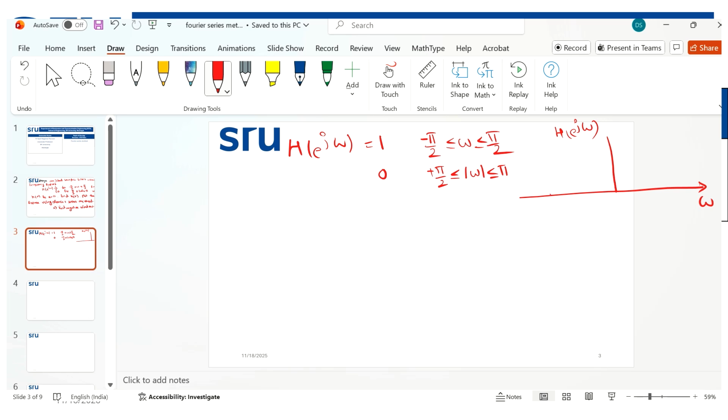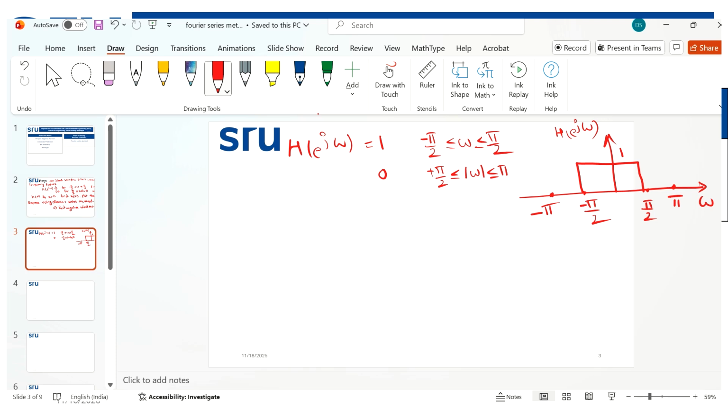So if you are identifying, the omega value is minus pi to plus pi, isn't it? Now in between minus pi to plus pi, somewhere we will have minus pi by 2 and somewhere we will have plus pi by 2. Now what is the amplitude at minus pi by 2 to plus pi by 2? The amplitude is 1. So we have to design an ideal low pass filter. So this is the characteristic of the ideal low pass filter.